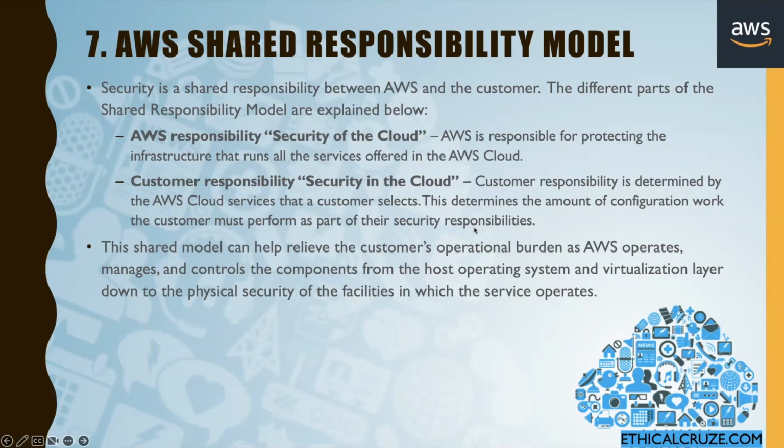This shared model can help relieve your operational burden, because AWS operates, manages, and controls components from the operating system layer and infrastructure layer down to the physical security of the facilities, like the data centers, including the maintenance as well as the security of those data centers and servers. Everything is taken care of by AWS, so that shares your burden. This is the AWS shared responsibility model, which everyone has to keep in mind while working with AWS, because it is very useful.